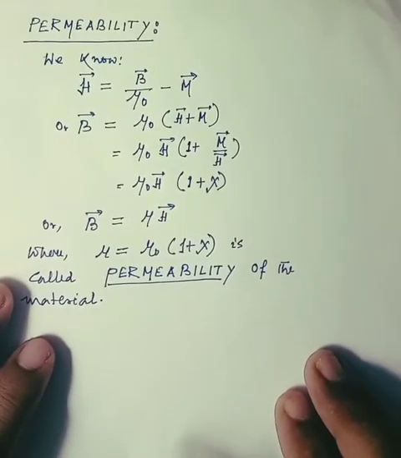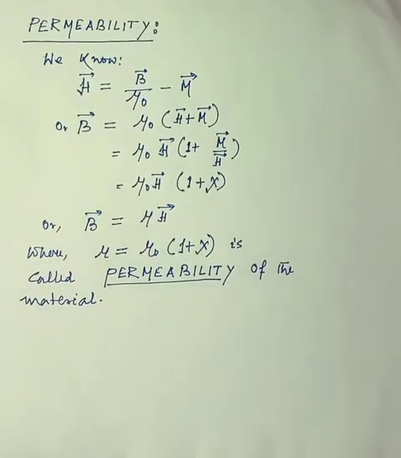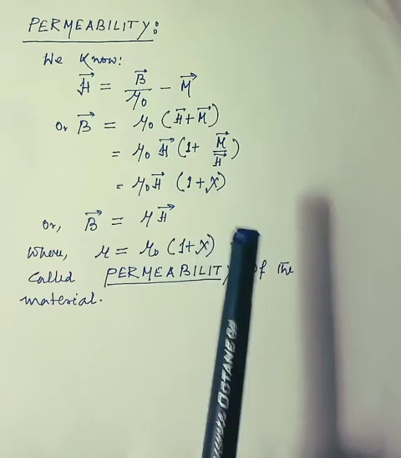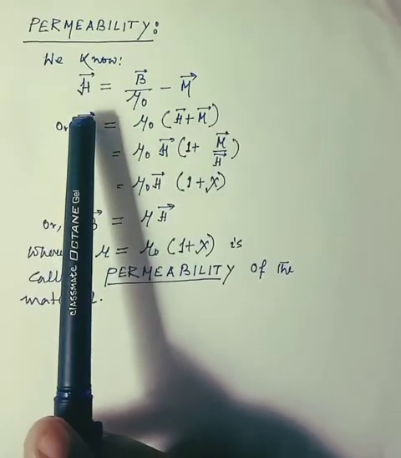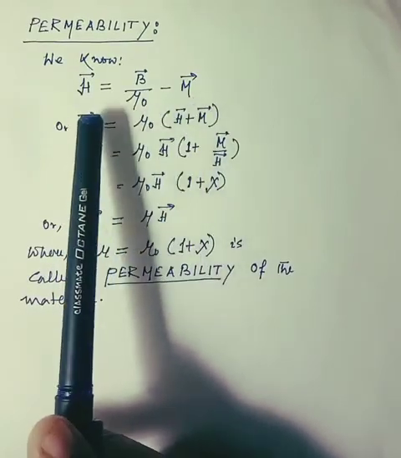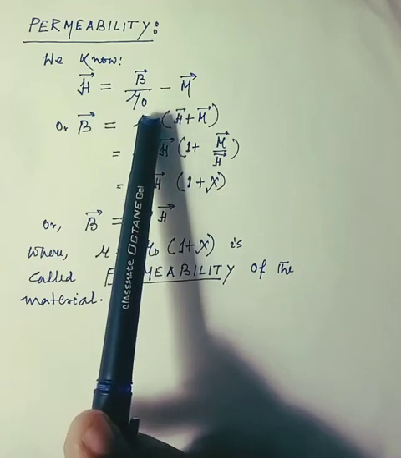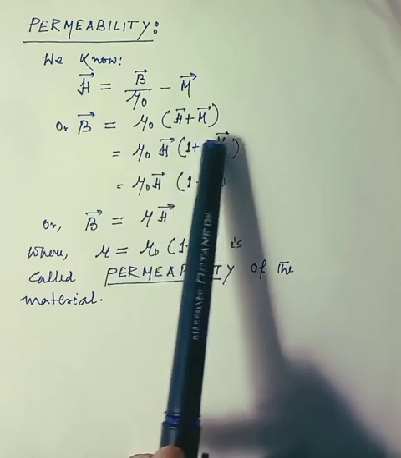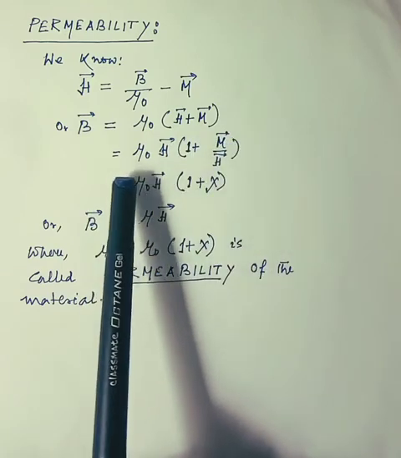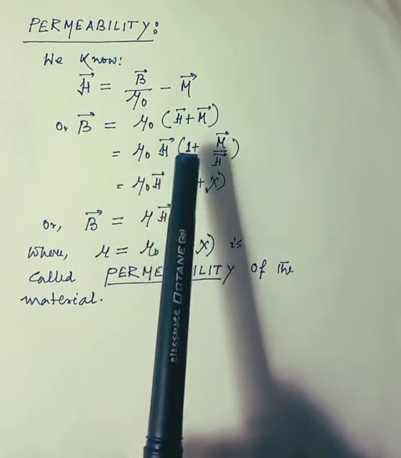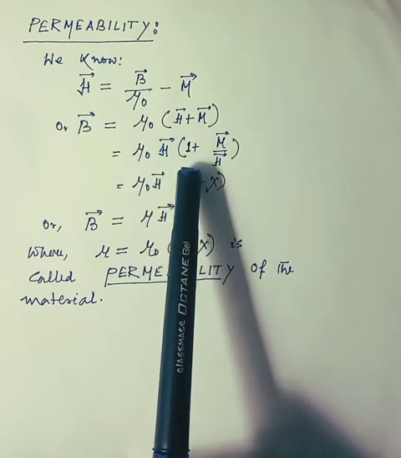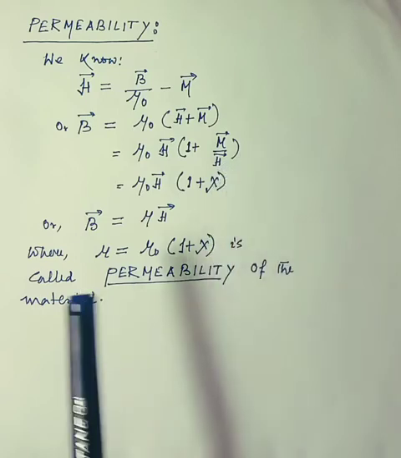Now comes permeability. We know from our previous lecture, that means lecture 1 on the topic, the relation between H bar, B bar and M bar can be written as H bar is equal to B bar by mu naught minus M bar, or B bar is equal to mu naught into H bar plus M bar, which is equal to mu naught into, if you take out H bar as the common factor, mu naught into H bar into 1 plus M bar by H bar.